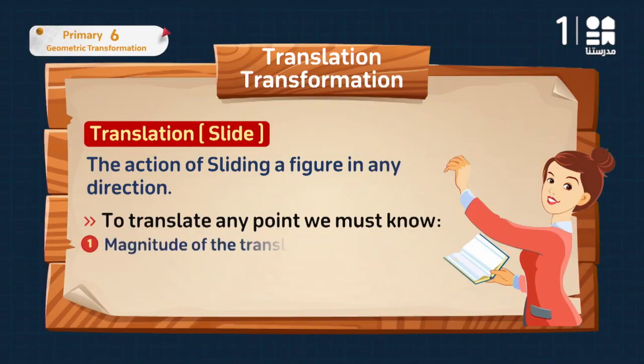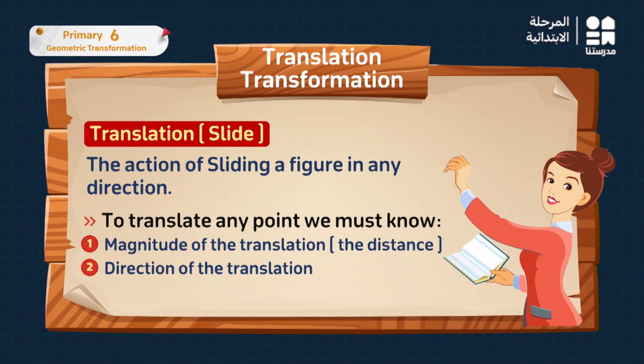To translate anything, you must know two things. The first is the magnitude. Magnitude means the distance you are going to slide your point or your figure. The second is the direction of sliding.